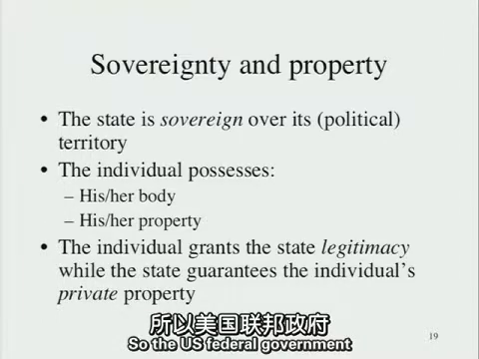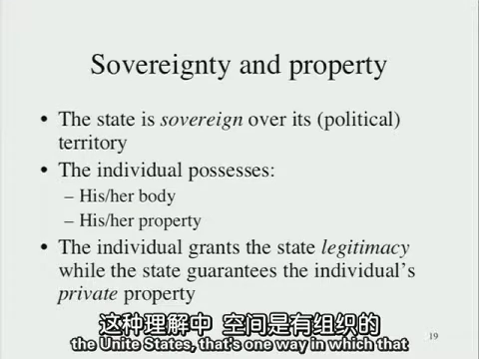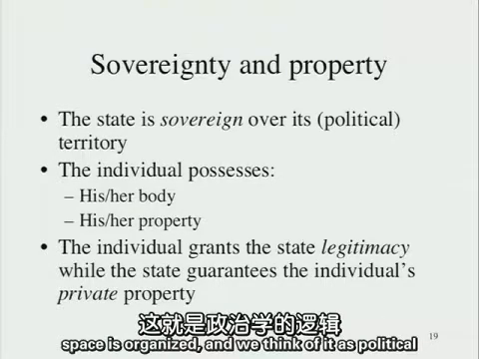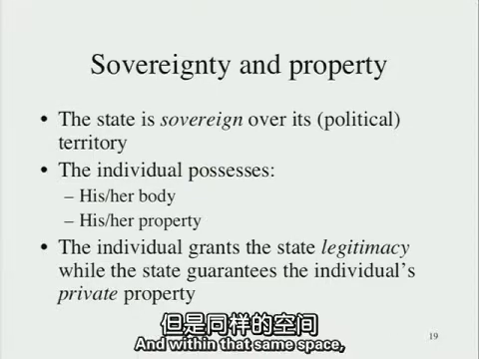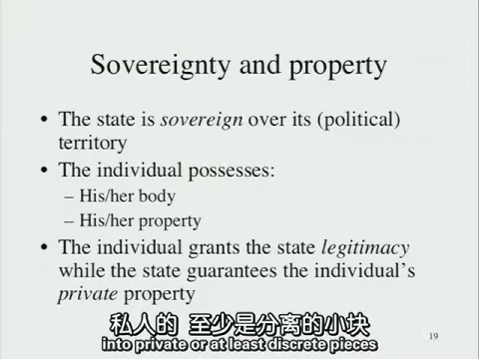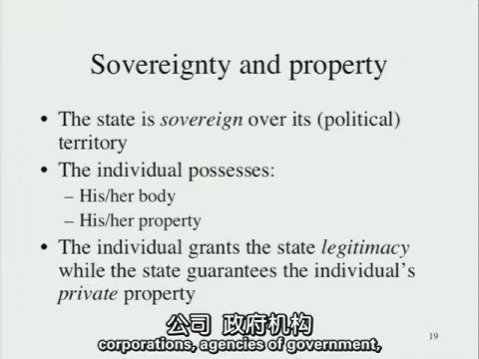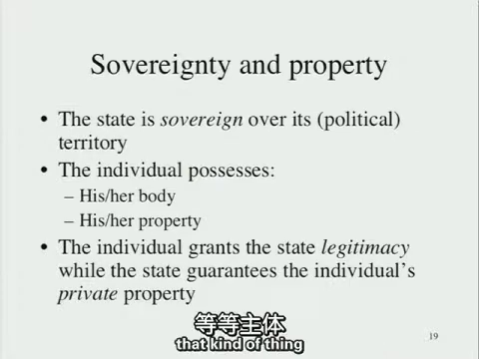So the U.S. federal government is sovereign over the territory of the United States. That's one way in which that space is organized, and we think of it as political. And within that same space, you also have the parceling up of that territory into private, or at least discrete pieces that are owned as property by individuals, corporations, agencies of government, that kind of thing.